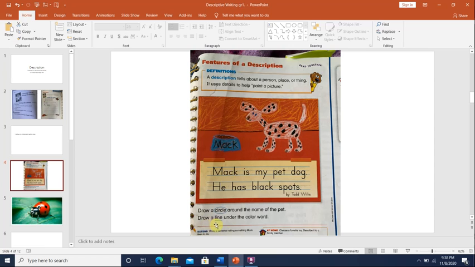Draw a line under the color word. Which word here is describing using a color? It says black spots. So black is the color word. Mac has black spots. Black is the color word. So we will circle Mac because he's the name of the pet, and black is the color word. All right.